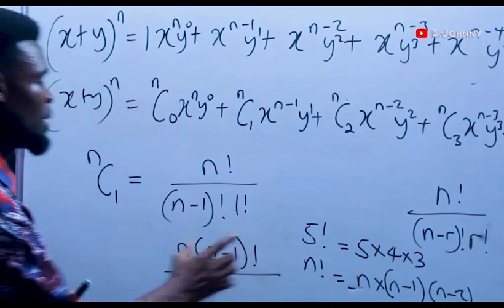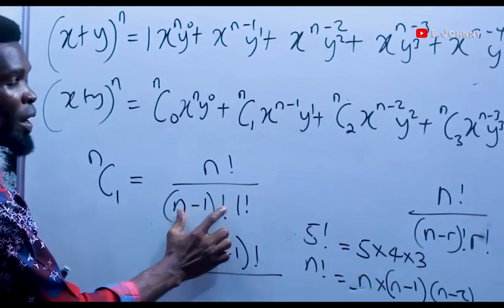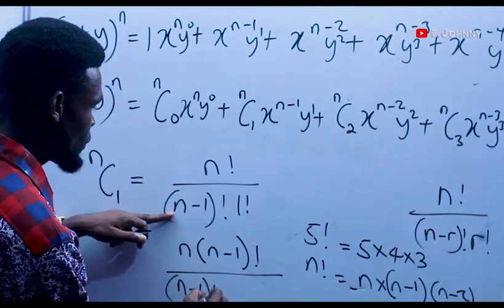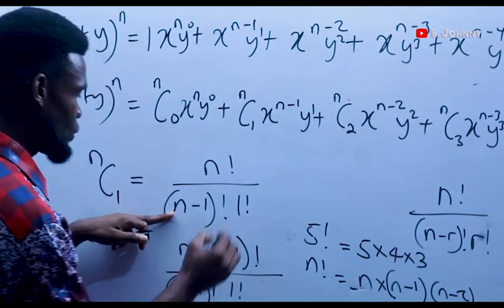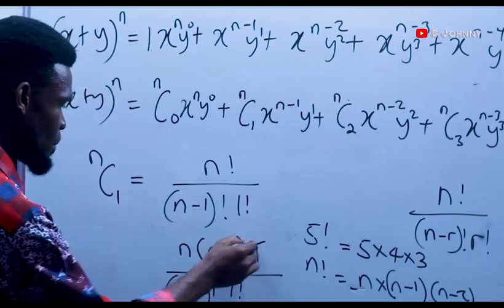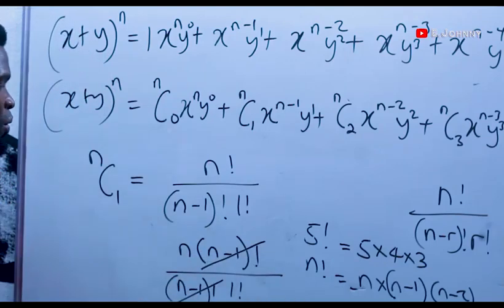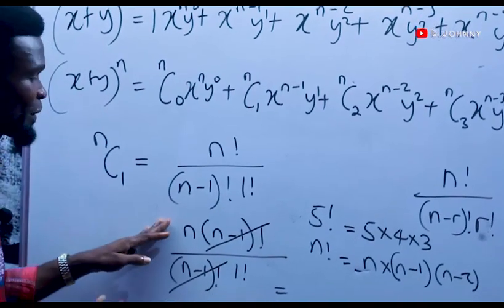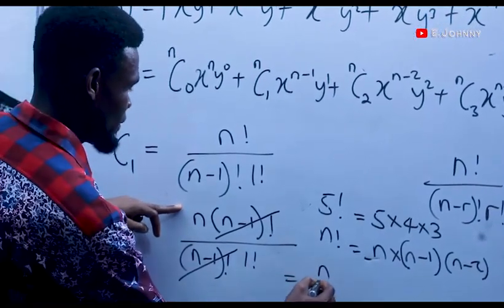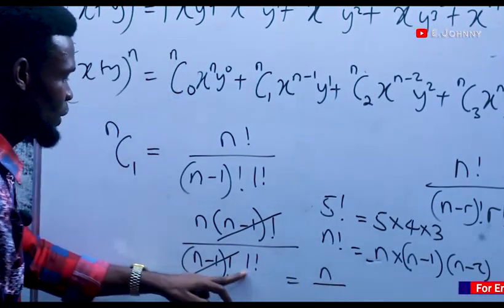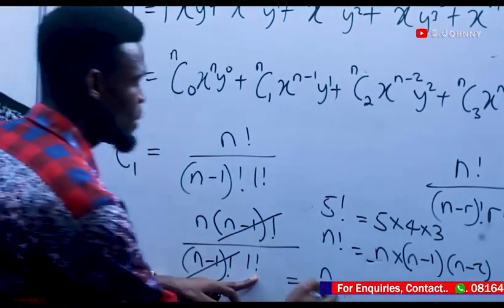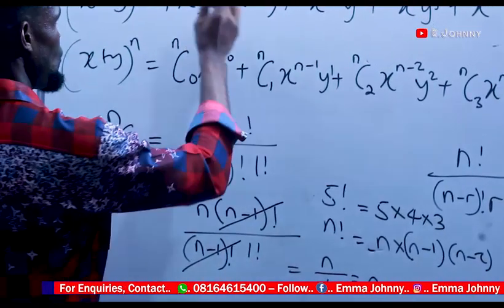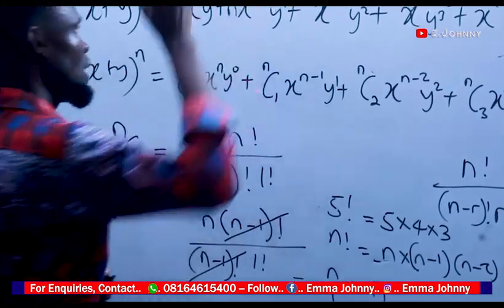Why did I stop here? Because I have n minus 1 factorial at the denominator. So I'll have n minus 1 factorial, 1 factorial. That n minus 1 factorial and this will go. So I'll be left with n over 1 factorial, which is 1, so n over 1, which is the same thing as n. Hence, the coefficient here will be n.